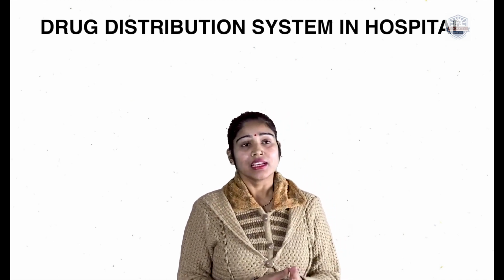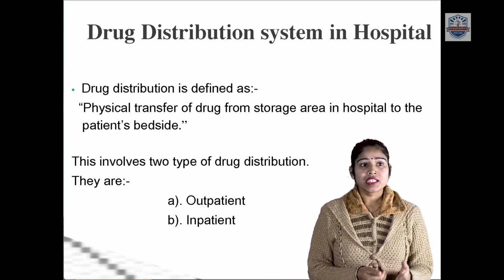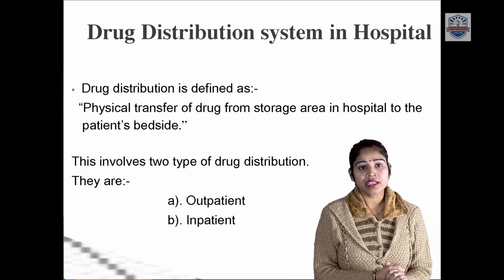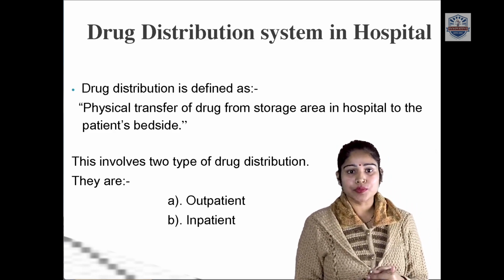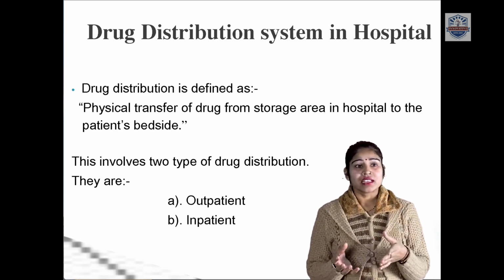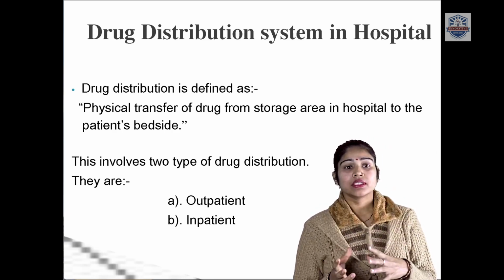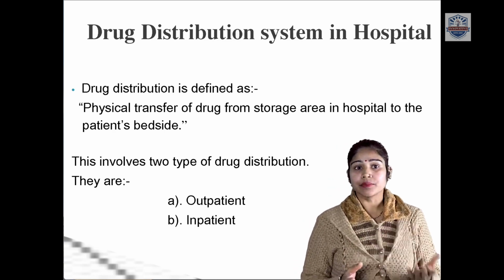So firstly we should know what is drug distribution system in hospital. Drug distribution system is defined as a physical transfer of drug from storage area in hospital to the patient bedside. How to distribute drugs in hospital? There are two types of drug distribution: for the outpatient department and for the inpatient department.